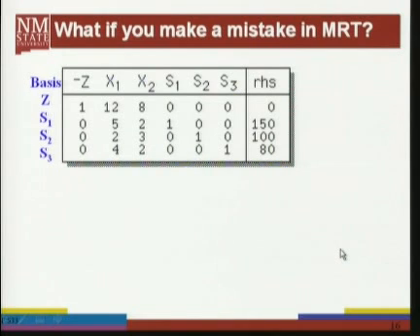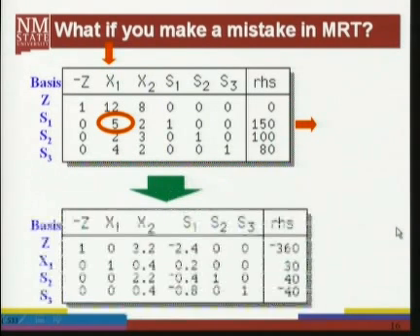Now we will see what happens if we make a mistake in performing the minimum ratio test. Suppose in the first table, we had mistakenly chosen to pivot in row number 2 rather than in the correct row, which is row number 4. And then the result is a table with a negative basic variable. So we can say that if you make a mistake in the minimum ratio test, the resulting table is infeasible, right?